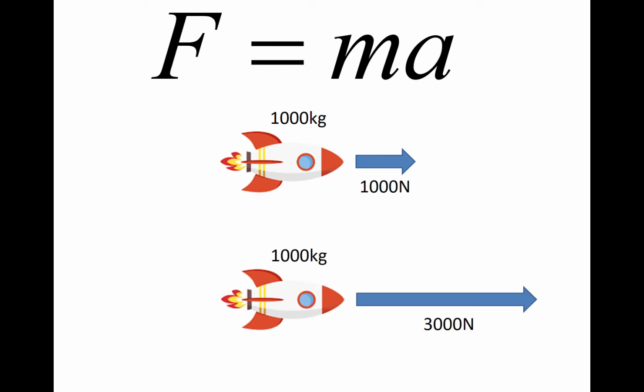Next, we have two identical rockets of 1,000 kilograms. However, the first is accelerated by a force of 1,000 newtons. The second is accelerated by a force of 3,000 newtons. In the first case, we'll find that the acceleration is 1 meter per second squared. In the second, we find that the acceleration is 3 meters per second squared. That means that as you increase the force, you increase the rate of acceleration. So if you double the force, you double the acceleration.